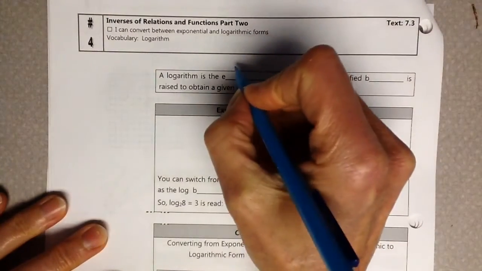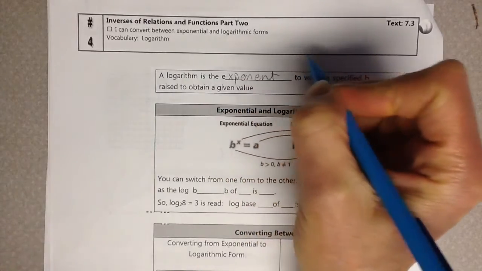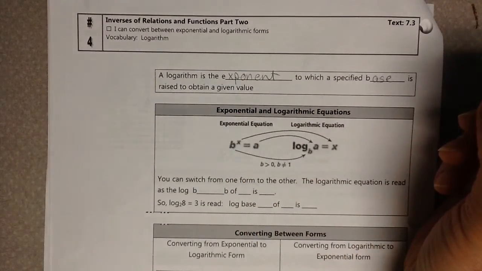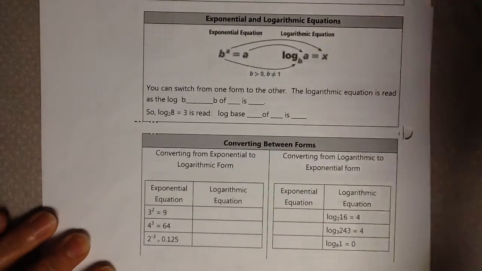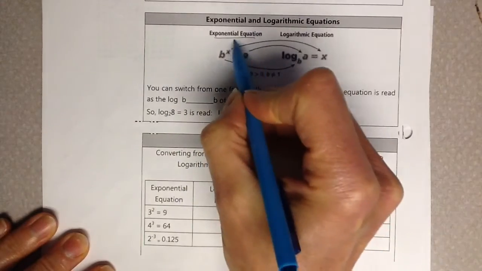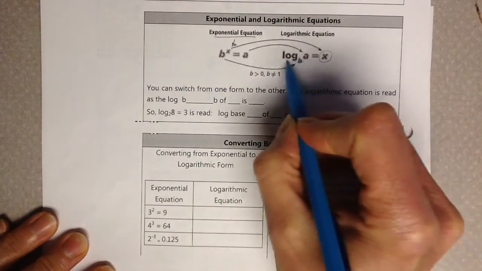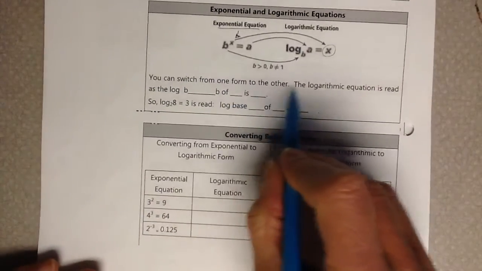A logarithm is basically an exponent to which a specific base is raised to obtain a given value. Okay, and we're going to be switching back and forth from exponential, where the variable is in the exponent, to logarithmic, where the exponent is set equal to a logarithm. Now you can switch back and forth from one to the other.